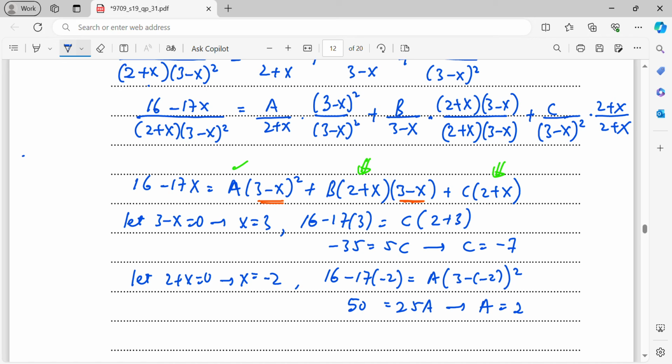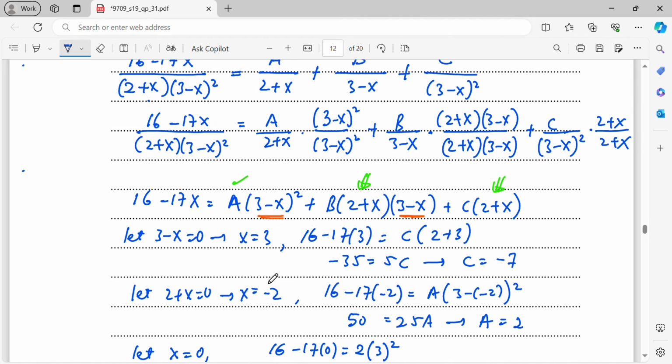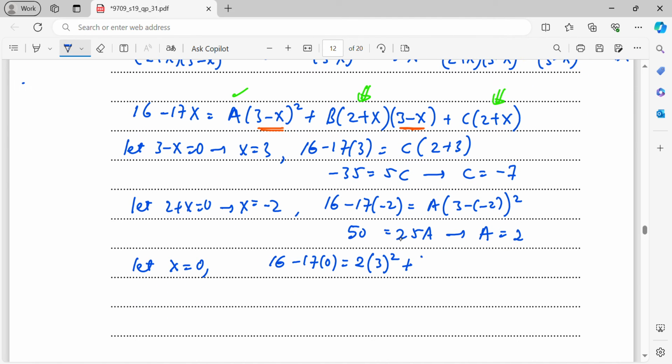So once you found the C and A, there's no more other factors on the right side. What to do is just let x be any other numbers. I let it be 0. So when x goes to 0, left hand side 16 minus 17 times 0 equals to A. Okay, A is replaced by 2. 3 minus 0, I'll get 3. 3 squared. Then plus B. B is unknown. Just rewrite the B.